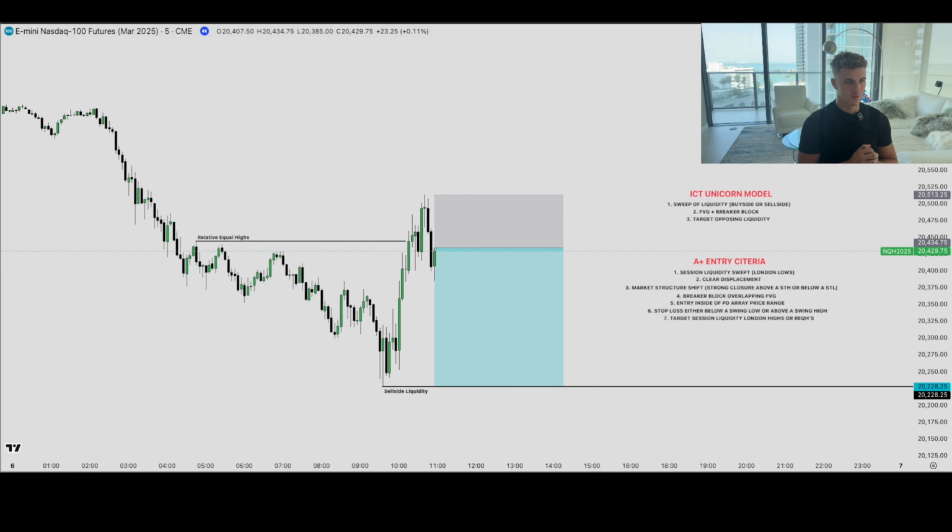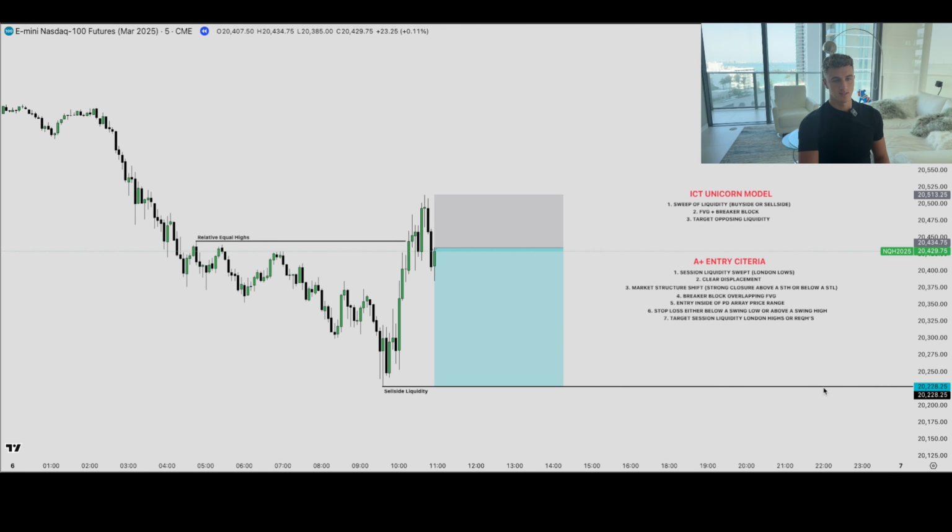All right, so starting off, for someone completely new to the unicorn model that has literally no idea what it is, I'm going to break it down simply for you in the next few seconds. Number one, you want to look for a sweep of liquidity. This can either be buy side or sell side. And the main concept here is the fair value gap has to be paired or overlapping with the breaker block. That is the whole concept of the unicorn model. If you don't have the breaker block and you just have the fair value gap, then it's not a unicorn model. It has to be together and they have to be both paired in order for this to be an actual true unicorn. And then you simply just target the opposing liquidity.